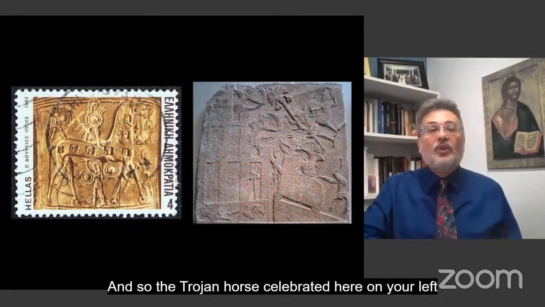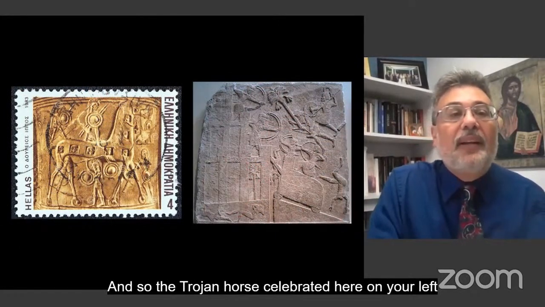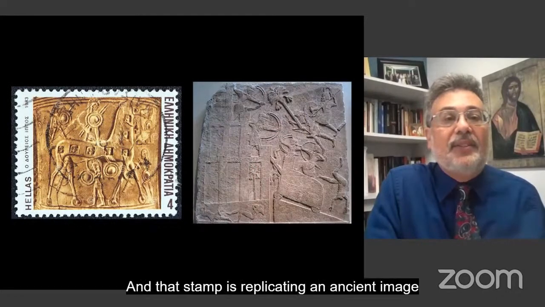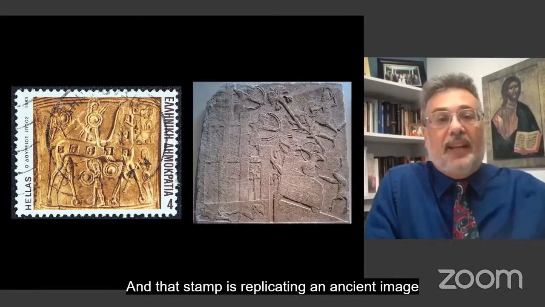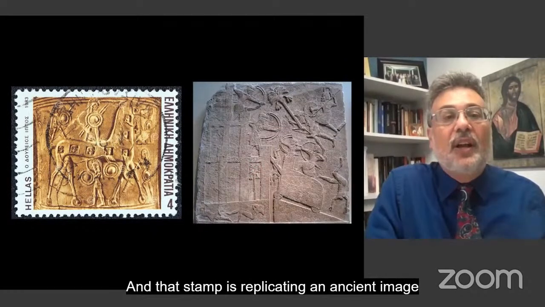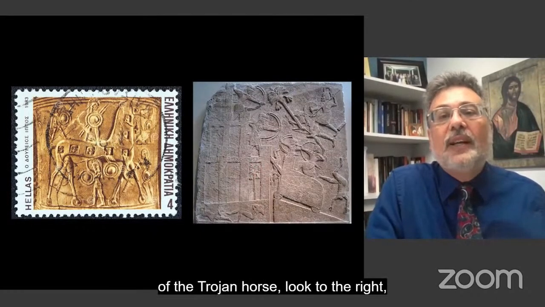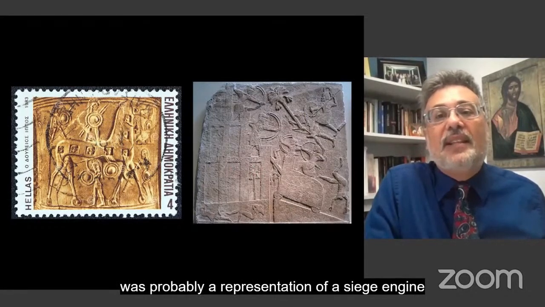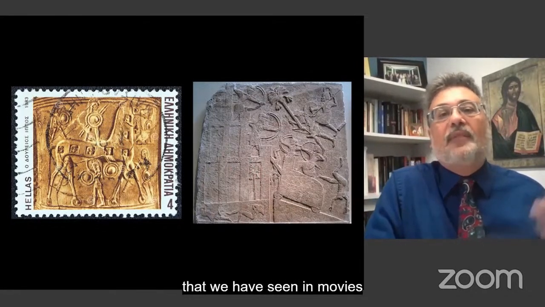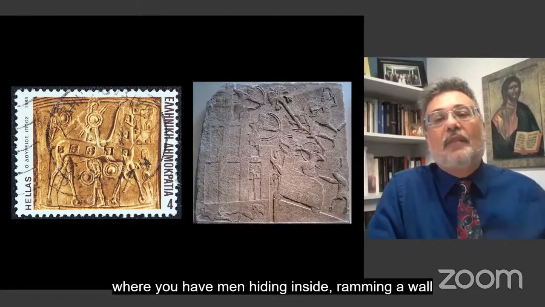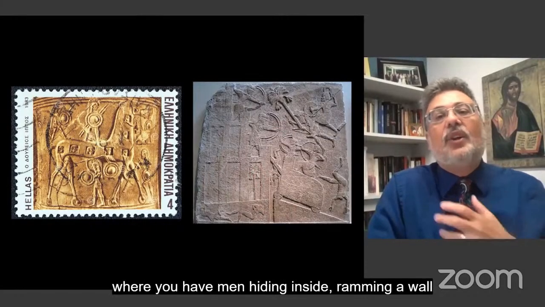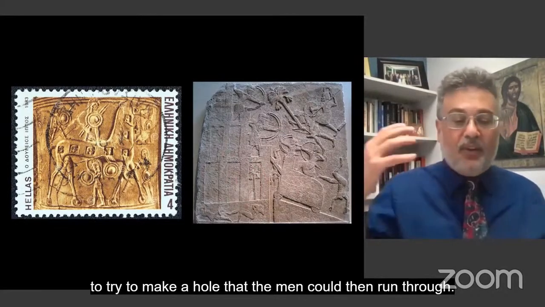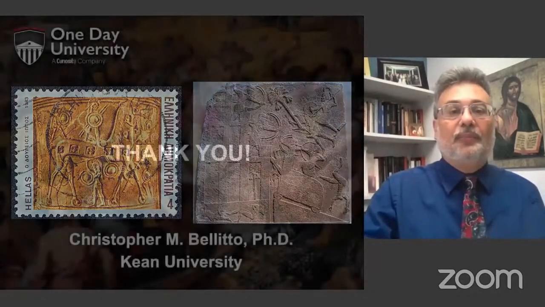And so the Trojan horse, celebrated here on your left in a stamp from the 1980s, and that stamp is replicating an ancient image of the Trojan horse. Look to the right, was probably a representation of a siege engine that we have seen in movies, where you have men hiding inside, ramming a wall to try to make a hole that the men could then run through.